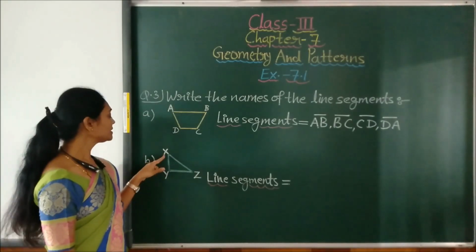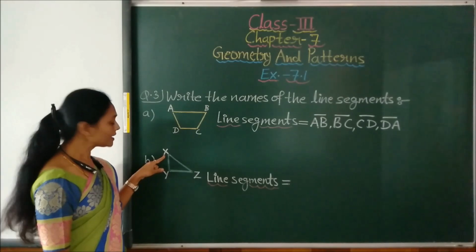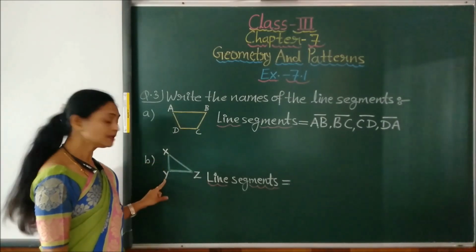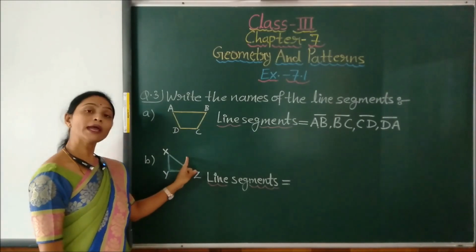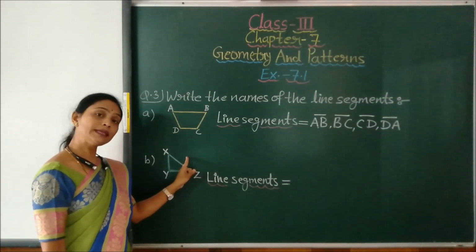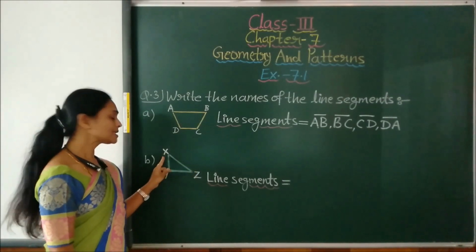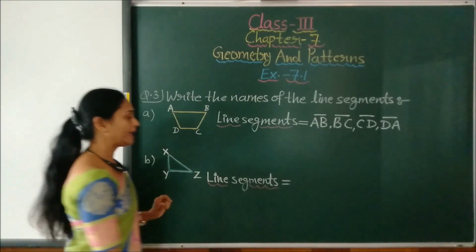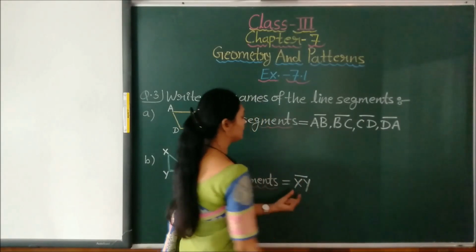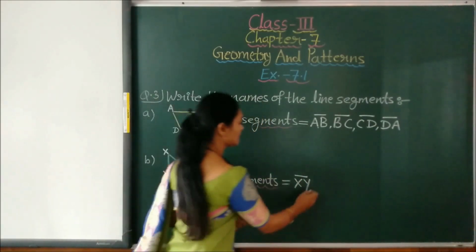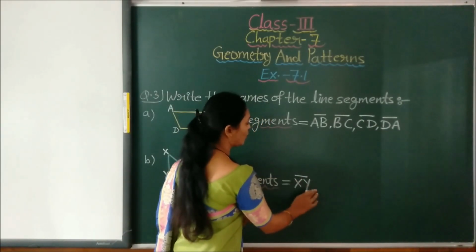Here we will start with this X. So first line segment is XY. How many are there? See, 1, 2 and 3. How many are there? 3 line segments. So first line segment is XY. So here we will write XY, and here we will draw a small line segment and put comma.